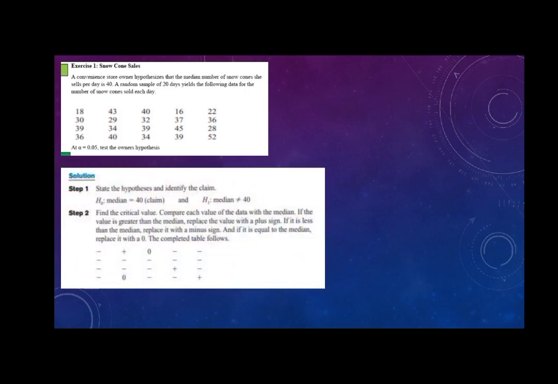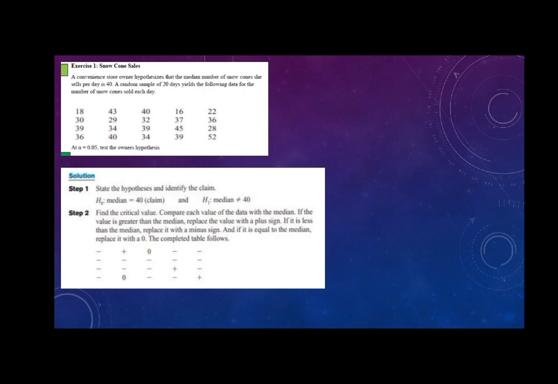To test the owner's hypothesis, we can follow these steps. Step 1: State the hypothesis and identify the claim. Our null hypothesis is median equals 40, which is the owner's claim. And our alternative hypothesis is median is not equal to 40. Step 2: Find the critical value.